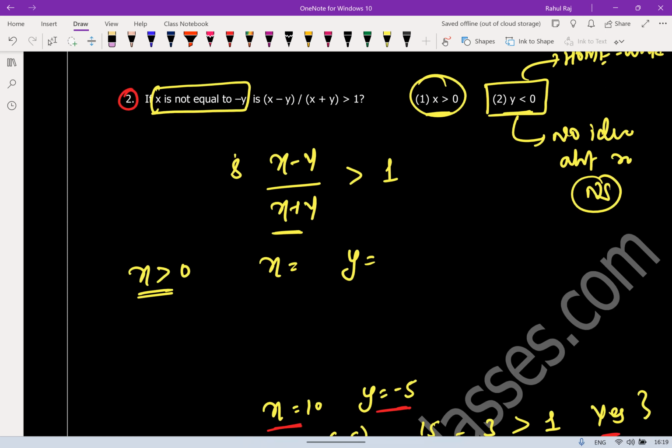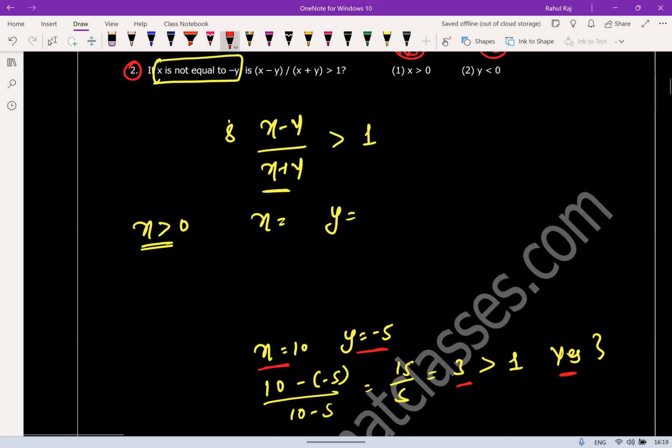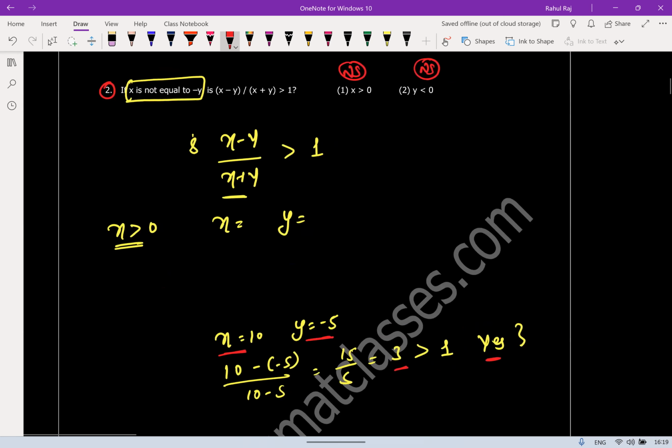I'm now trying to combine both the statements because both are not sufficient. And statement number 2, not sufficient, you have to prove at home. I'm trying to combine now. I've taken one value, x is equal to 10, y is equal to negative 5. I've got a yes situation. That 15 by 5 is equal to 3, greater than 1, yes situation. I just want a no situation from you, because if you at all want to say the answer is E. What are the values you have taken, Sarthak?